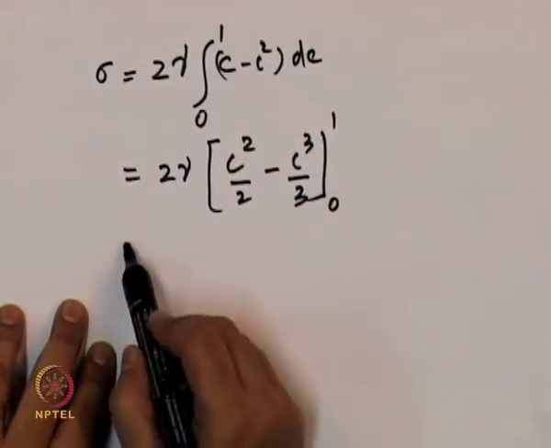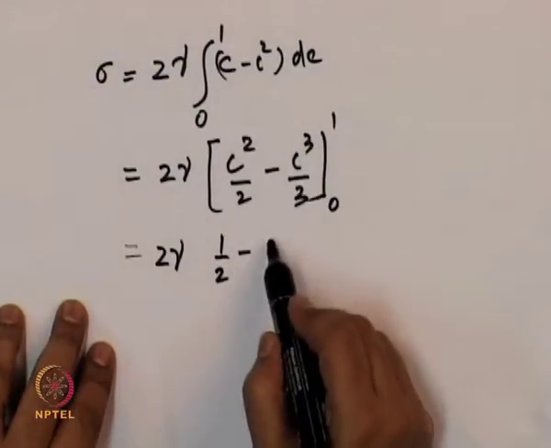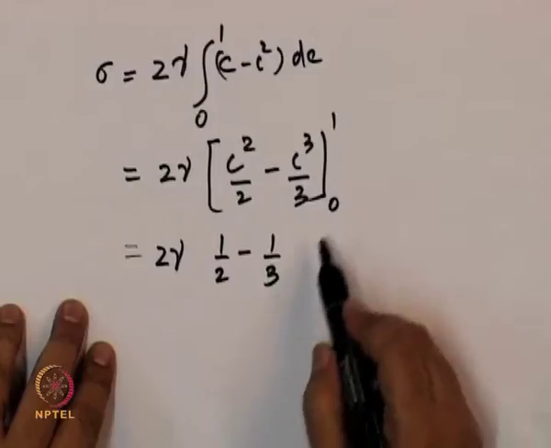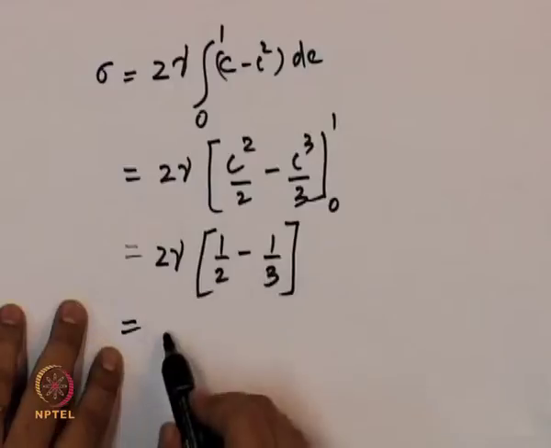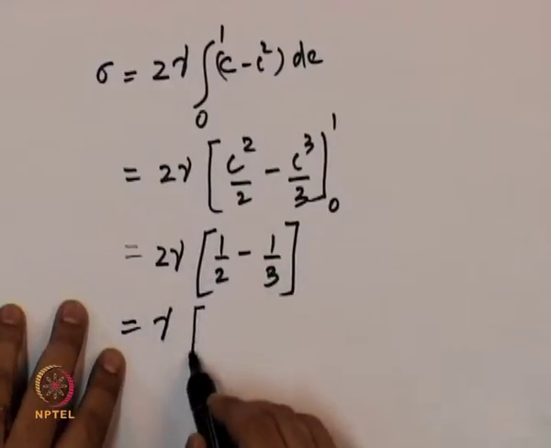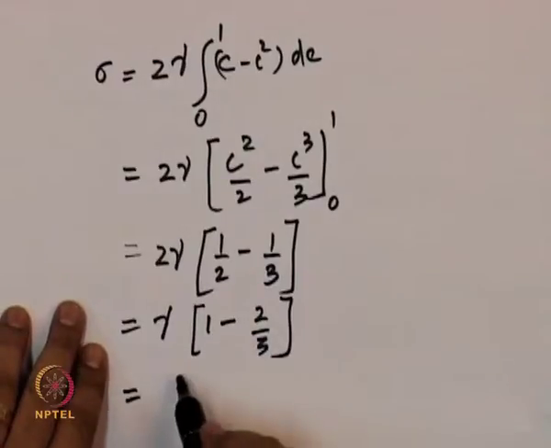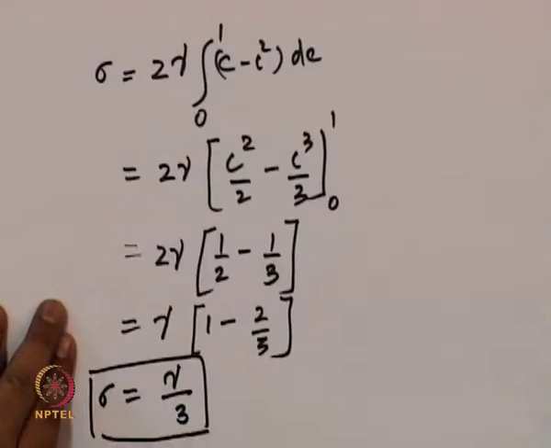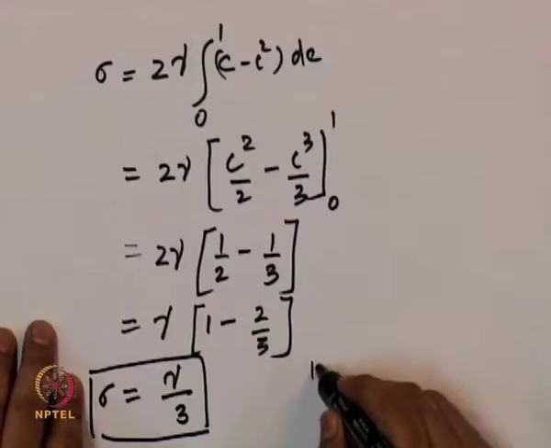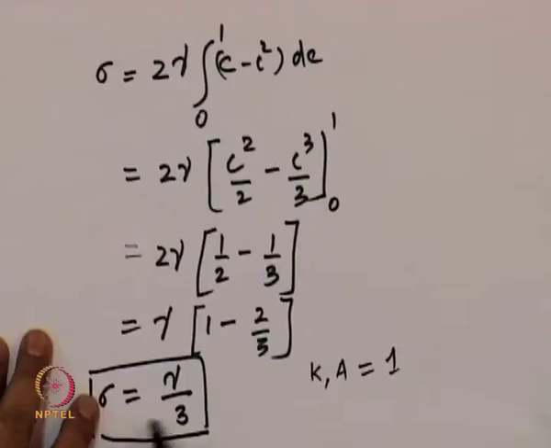evaluated between 0 and 1, that is equal to 2 gamma. So, it is 1 by 2 minus 1 by 3, and 0 when you substitute is 0. So, minus 0 minus 0, it is gone. So, let us take 2 here, gamma times (1 minus 2 by 3), that is equal to gamma by 3, that is the sigma. Remember, when we took kappa and A to be equal to 1, gamma is 1, so sigma is 1/3, that is 0.3333 it gave.